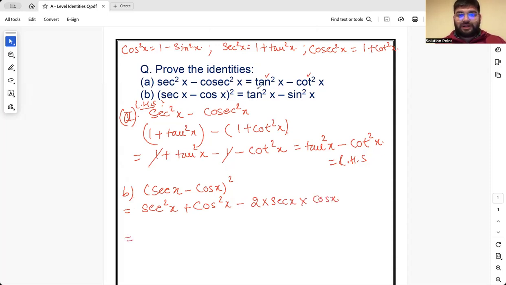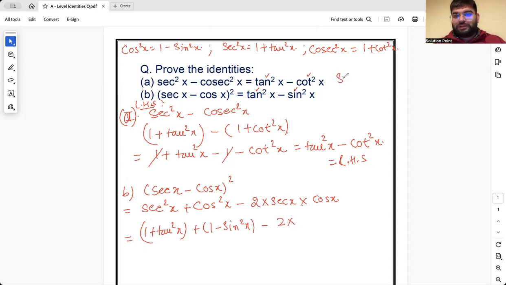Now we need the answer in terms of tan squared x and sine squared x. So I can replace this secant squared x with 1 plus tan squared x and this cos squared x with 1 minus sine squared x. So let's do that. So this will become 1 plus tan squared x plus cos squared x is 1 minus sine squared x minus 2 times.